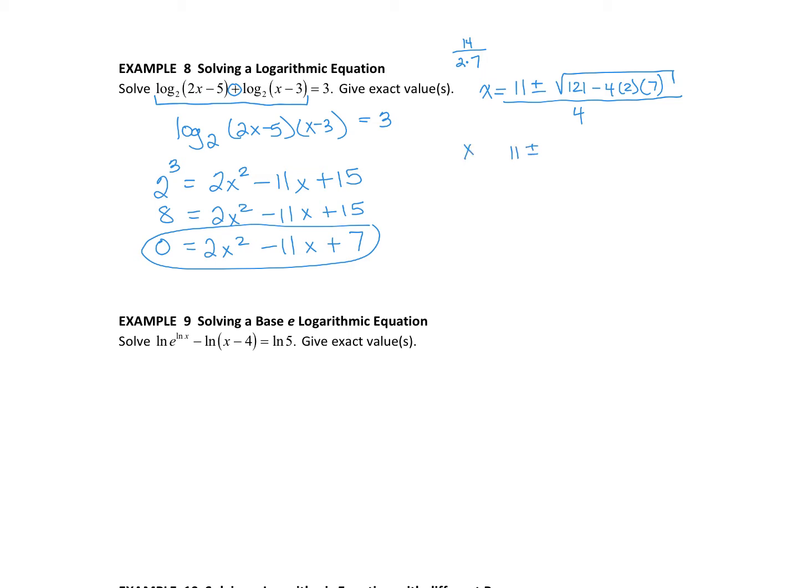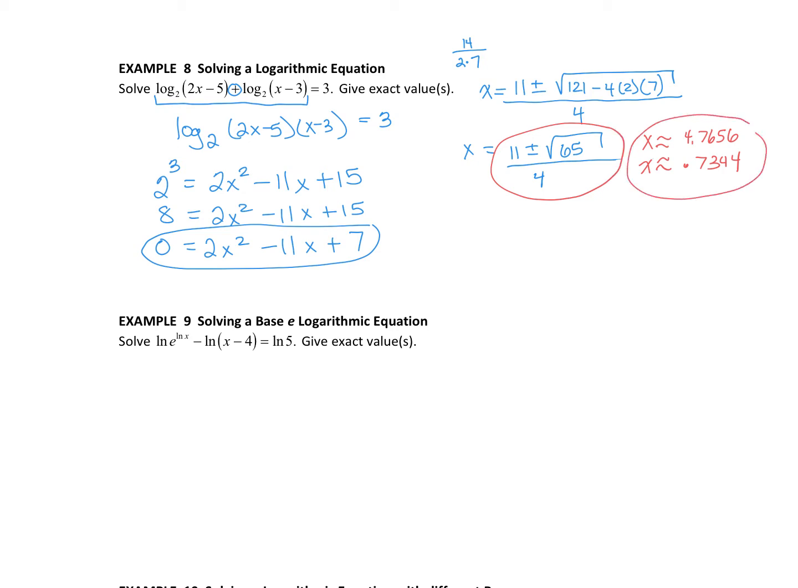That gives us 11 plus or minus the square root of 65 over 4, which is approximately 4.7656 and 0.7344. These would be the exact answers, and these would be the approximate answers. It does ask us to give exact values, but in order to check these, it's a little bit easier to check them when they're in decimal form.